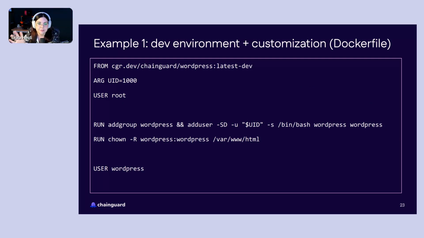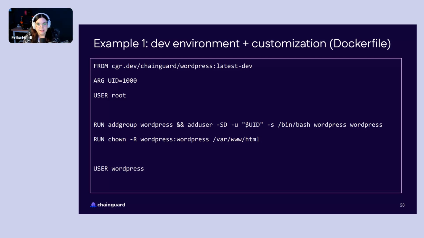So this is the first example. We have here a development or build environment, allowing for customization. So let me explain this Dockerfile.